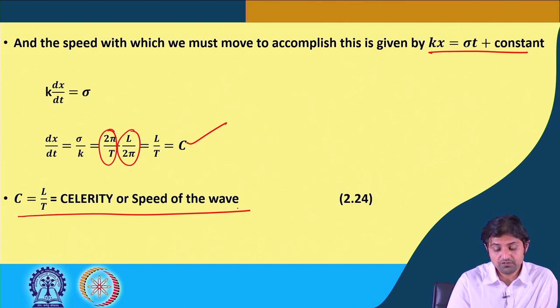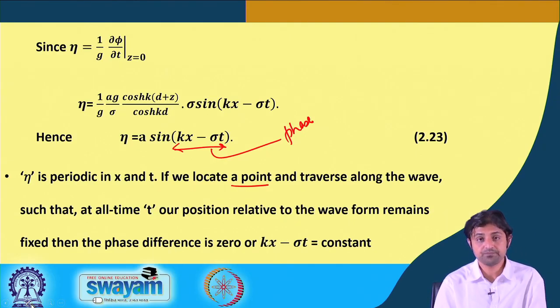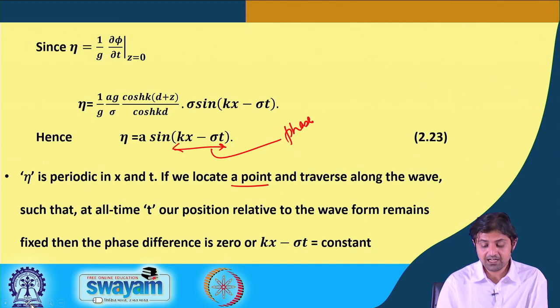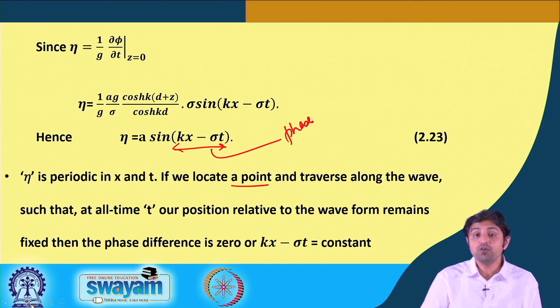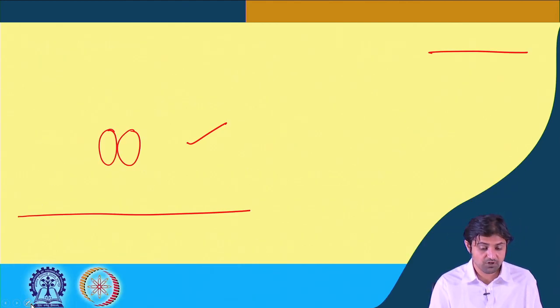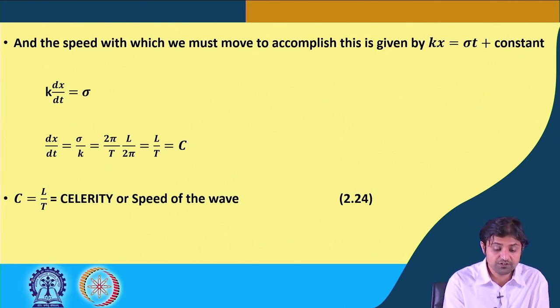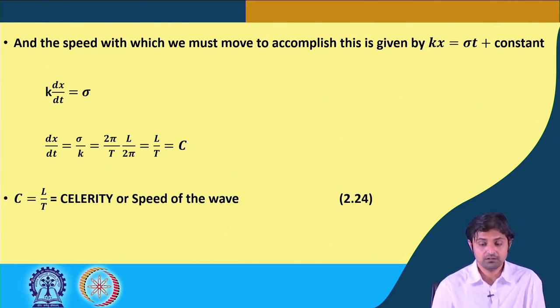So this is how the wave celerity, that is wavelength by time period, is found. This is the basis of finding the wave celerity: if we locate a point and traverse along the wave such that at all time t our position relative to the waveform remains fixed. When will this happen? When we are moving with the speed of the wave, so that our speed and wave speed c are the same. That is what we have found out, that c is equal to L by T is the celerity of the wave with which we must be moving. All right.